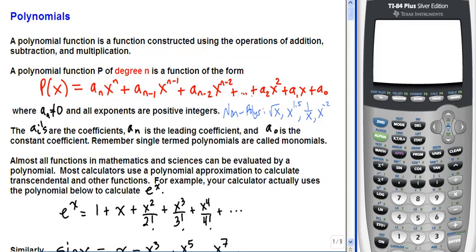So again, the a sub i's are called the coefficients. They can be any real number at all. The a sub n is called the leading coefficient, and the a sub 0 on the end is called the constant coefficient. If you only have one single term in your polynomial, then it's called a monomial.